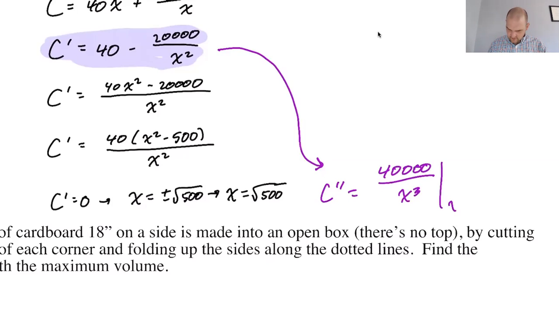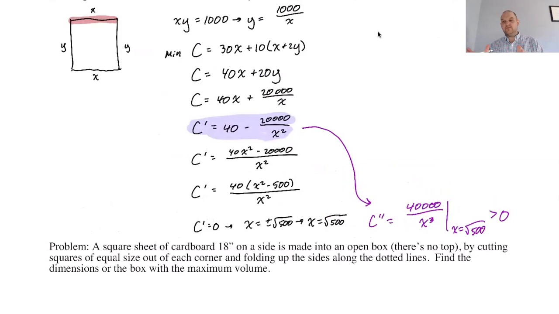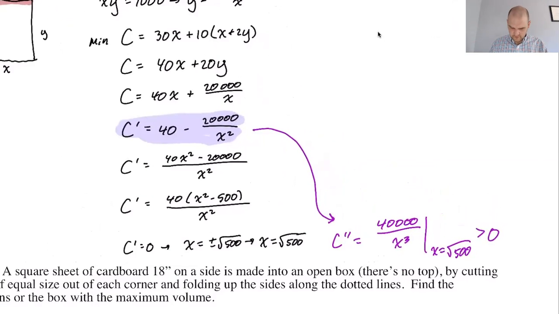If x is equal to radical 500, that's greater than 0. We don't really care what it is, we just care that it's positive. If it was negative, this would be a problem because we're looking for the minimum and we would have found a maximum. And then what do we do? It'd have to be an endpoint. We couldn't figure out the endpoint. So it would go poorly at that point.